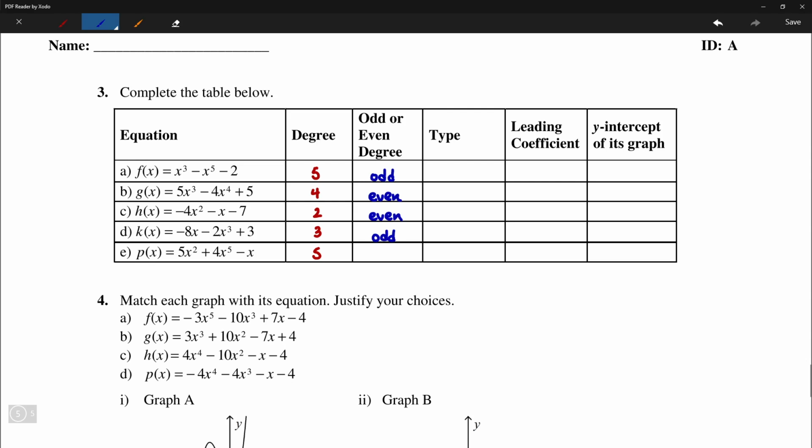Of course, the important part about the degree being odd or even is that it determines the end behavior of the polynomial, well, the odd and even degree and also the leading coefficient together determine the end behavior. Next up we have the type. So degree 5 is quintic.